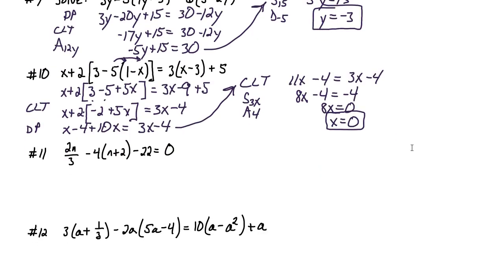Number 11, let's solve this equation for n. I notice that in the middle area, we'll need to do the distributive property because the negative 4 is multiplied to both things in the parentheses. Negative 4 times n is negative 4n. Negative 4 times 2 is negative 8.